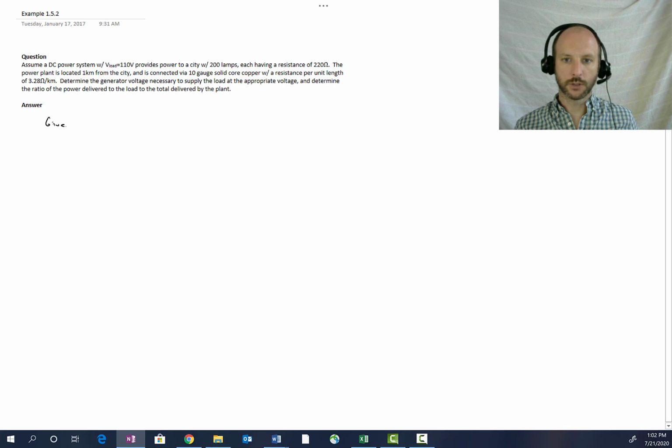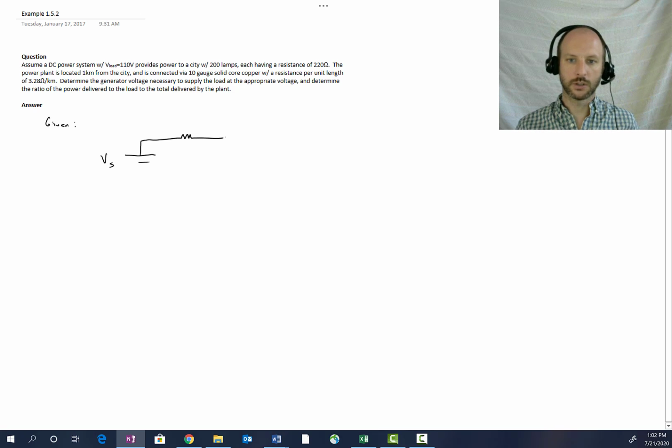So this is an example of a DC power system similar to what Edison would have developed. So the givens are best described using a circuit diagram. We've got some sort of generator that's producing a DC voltage, which is delivered to the load via a copper wire. That copper wire will have a lumped resistance associated with it, so we'll represent it as R line. The load is a bunch of lamps.